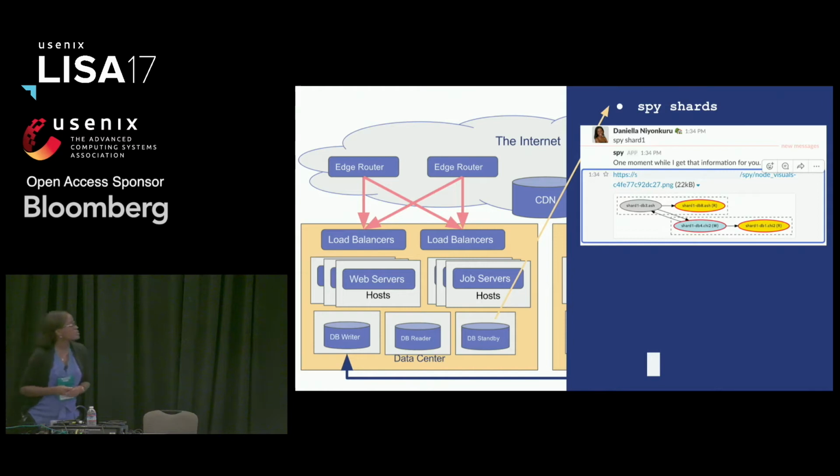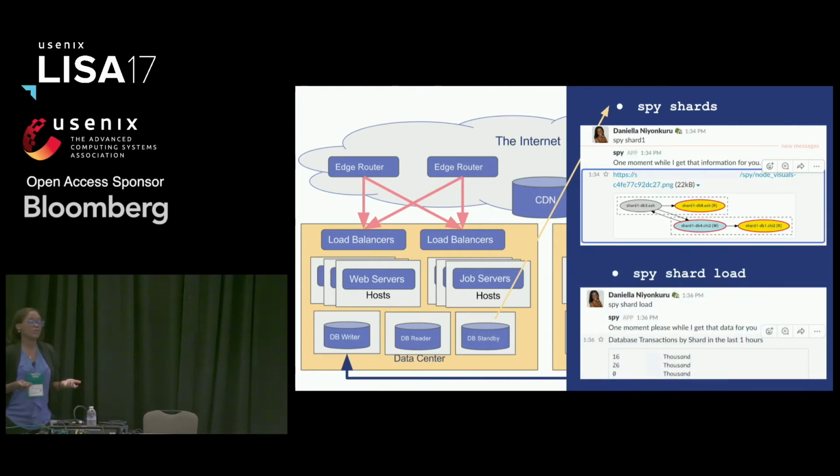The next components are the databases. Our databases are set up in active-passive mode, and when we want to retrieve that information, we can just run spy shard with the ID of the database, and then we get to see which instance is set to be the writer, which ones are the readers, and which one is the standby. The readers here are in yellow, the writer is in blue, and the standby one is shown in gray.